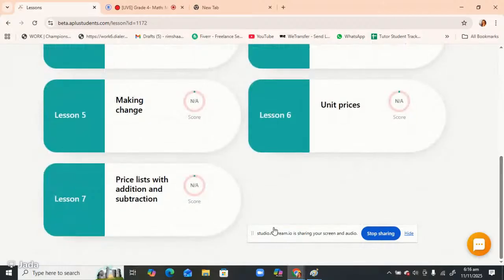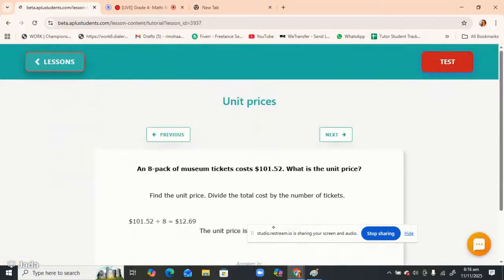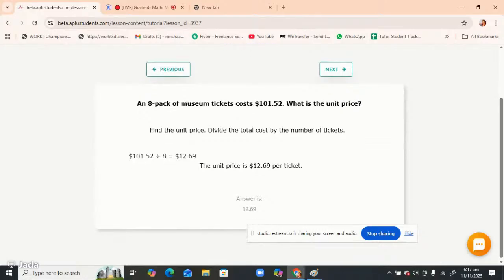So now we discuss making change. We already did it, making change. Now we discuss the unit prices. So what is the meaning of the unit prices? It means that we are just going to divide the total cost by the number of that. Sometimes the pound is given, sometimes the packs are given. So we just divide the total over that, okay? In this way, we can say that this is the unit price.